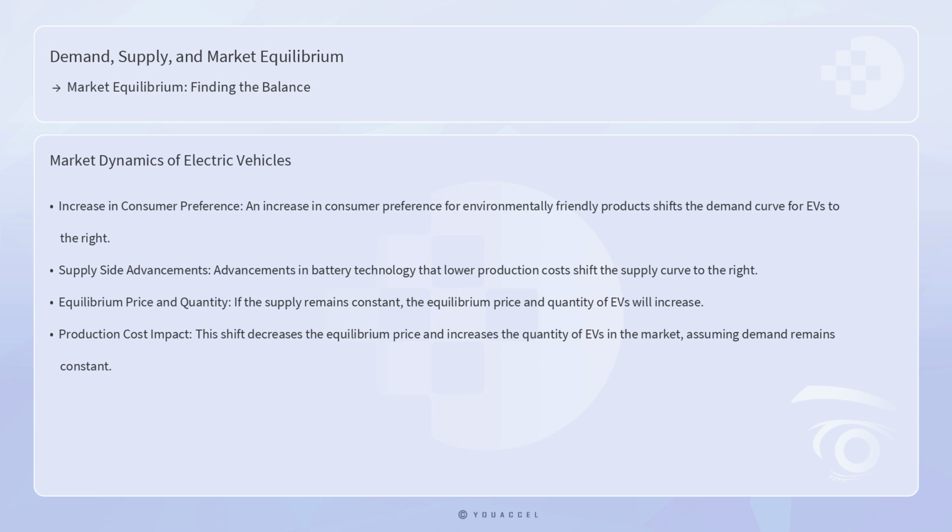Real-world examples illustrate these concepts effectively. Consider the market for electric vehicles. An increase in consumer preference for environmentally friendly products shifts the demand curve for EVs to the right. If the supply remains constant, the equilibrium price and quantity of EVs will increase. On the supply side, advancements in battery technology that lower production costs shift the supply curve to the right. This shift decreases the equilibrium price and increases the quantity of EVs in the market, assuming demand remains constant.